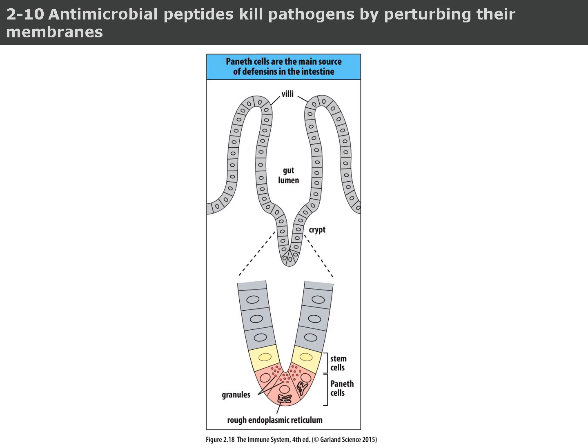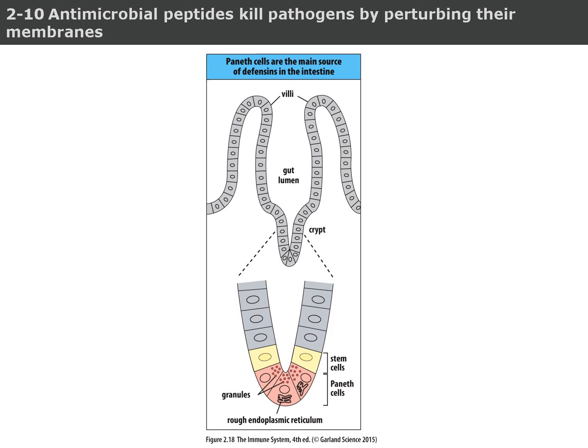Zooming in on a single crypt, we see that Paneth cells are located at the base, adjacent to intestinal stem cells. Paneth cells are packed with granules and have a prominent rough endoplasmic reticulum, highlighting their role in synthesizing and secreting proteins. These cells are the primary source of defensins in the gut, which they release into the intestinal lumen to combat microbial invaders. By secreting defensins, Paneth cells create a protective chemical barrier that helps maintain the balance between the host and the vast number of microbes present in the intestinal environment.